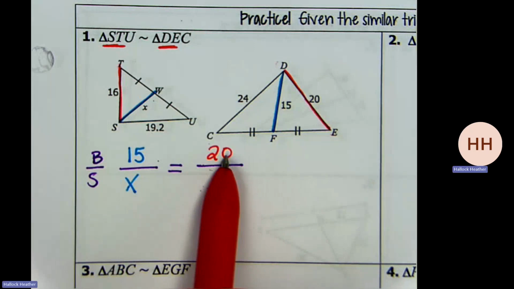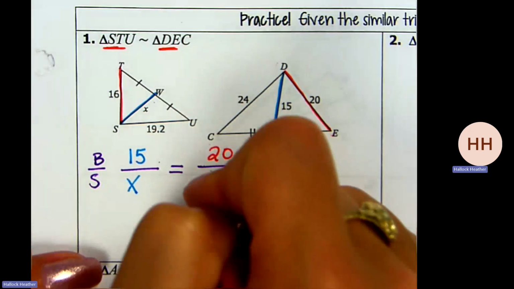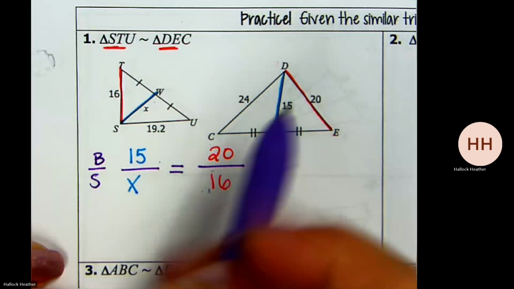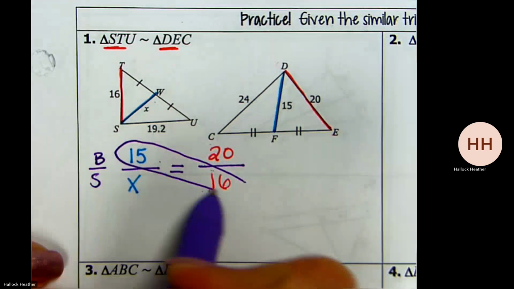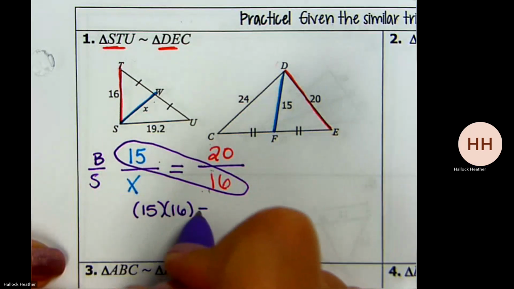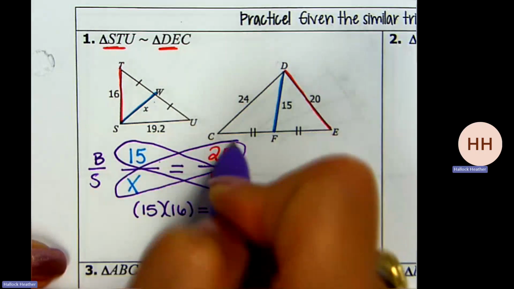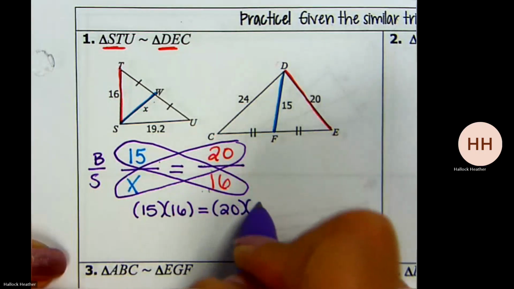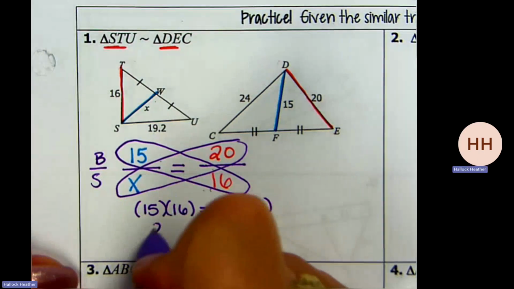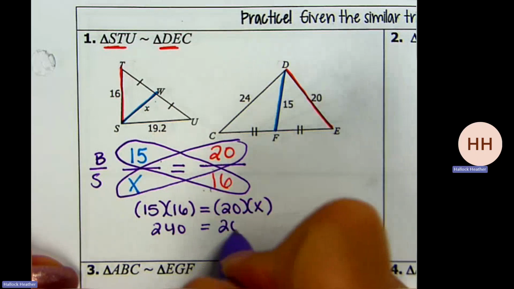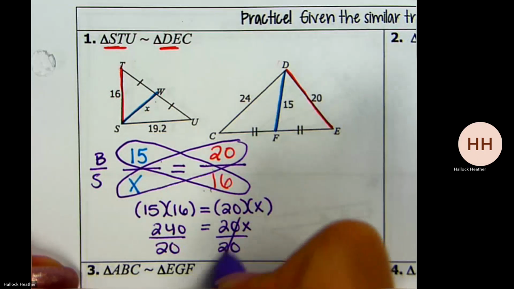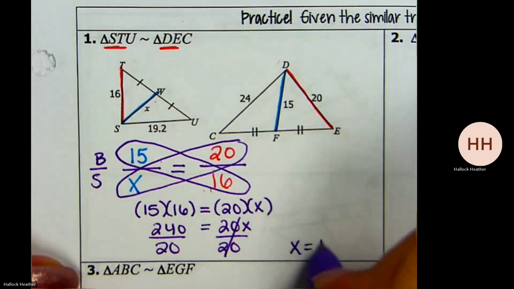So 20 over 16. And then I'm going to do the same thing. I'm going to cross multiply. So 15 times 16. And then 20 times x. So what is 15 times 16? 240 equals 20x. And then I'm going to divide. So what do you get? 12.